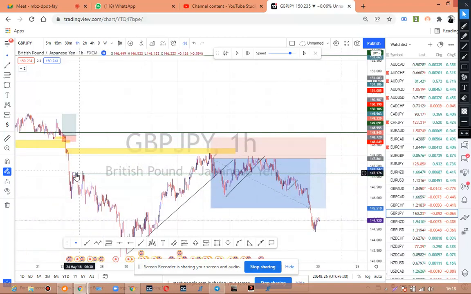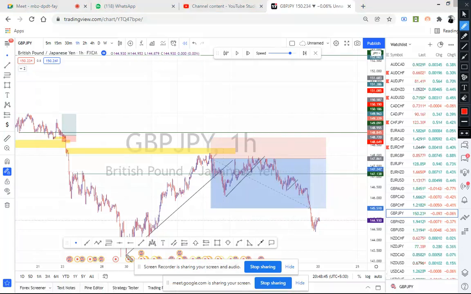So from this resistance, resistance one, resistance two, and the break of structure, after the market took out all the morning highs around this area, they look for a supply, and the supply is around this area. They got rejection from the level, and the market started moving down. But I was drawing this trend line to see if the market will reject from this trend line and continue upward.